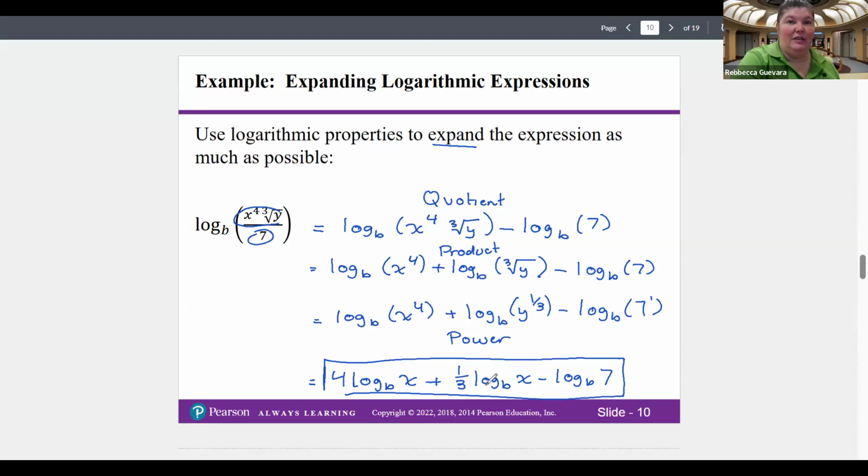I'll put a little tail on my log so we don't think they're ones here. So there are some places where being able to expand a logarithmic expression is going to be useful. One of the places I said was calculus, and sometimes trying to solve certain problems. So there is a lot of benefit to these properties.